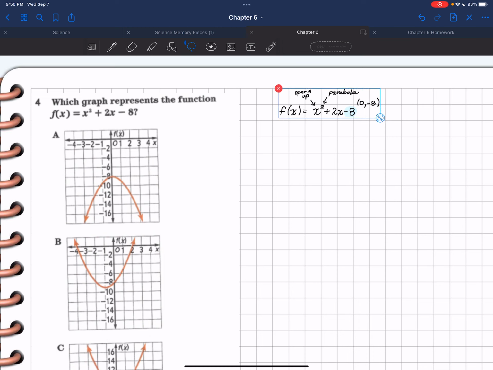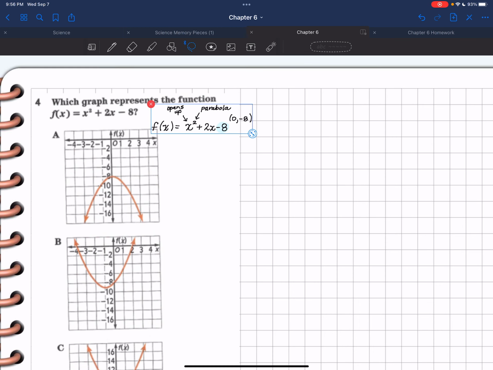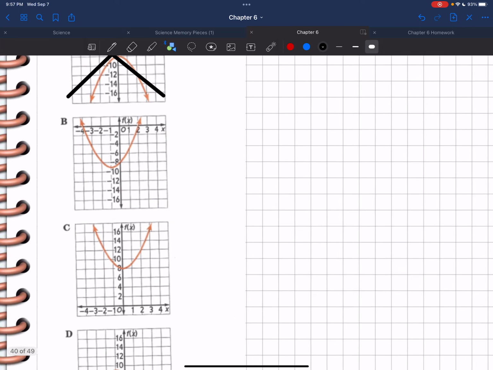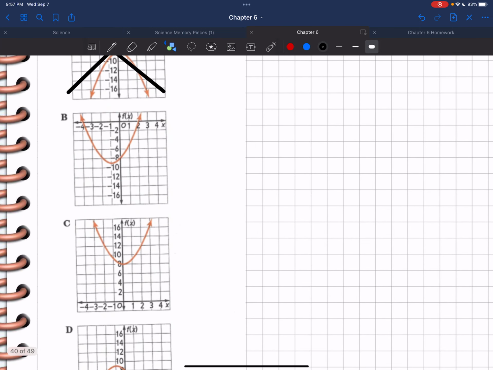So I won't need all of this space for this problem. So we can eliminate option A because this is a flower that's wilting. Its petals are falling down. That's a negative x squared. So let's take that one out of the mix. B could be the answer. We'll leave that one in.